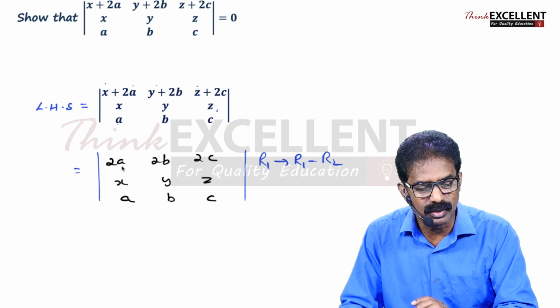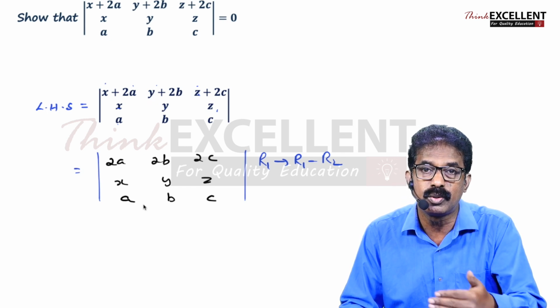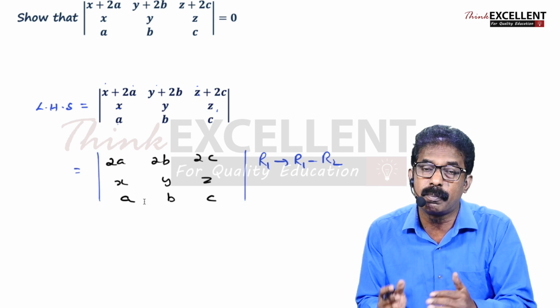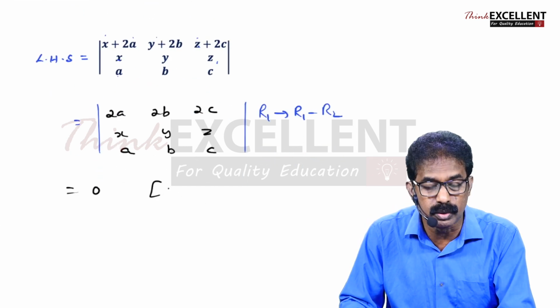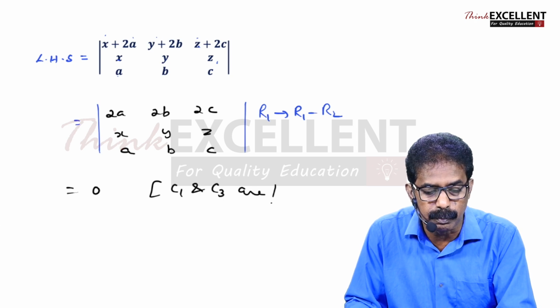Now itself you can say the answer is 0. Why? First row, third row abc. Third row abc. First row 2a, 2b, 2c. Some multiple. So that means first row and third row are proportional. Now you can say the answer is 0. The reason, don't say they are identical. C1 and C3 are proportional.